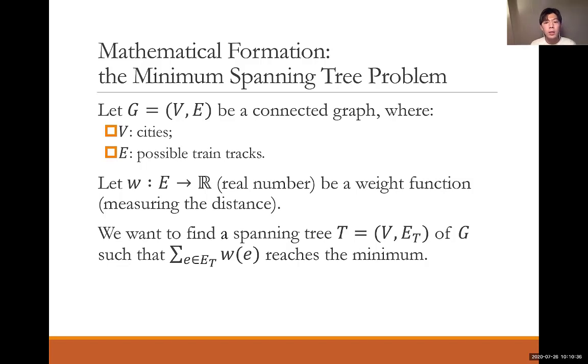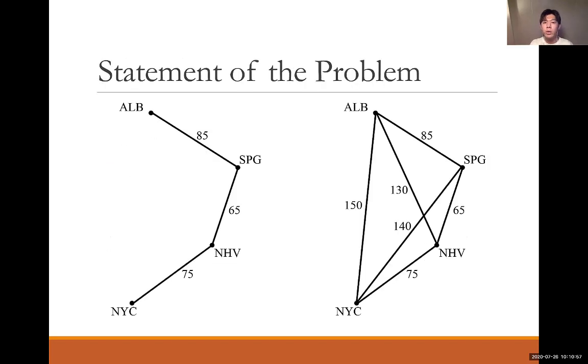And then we can denote a weight function, W, so that we can show the distance or the weight we put for every pair of the cities. So this is simply a function. Like we see in our previous example, here we have 65 for the edge between Springfield and New Haven.